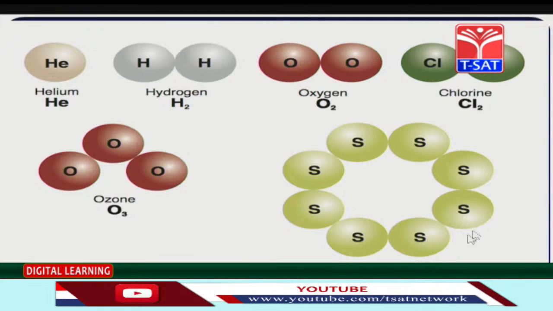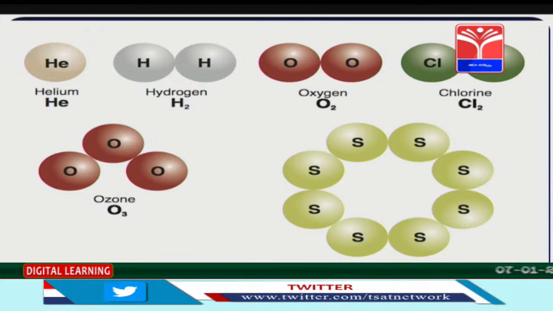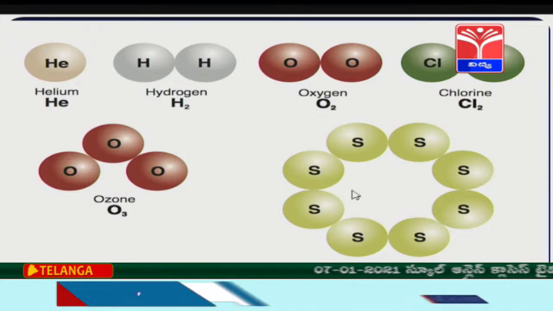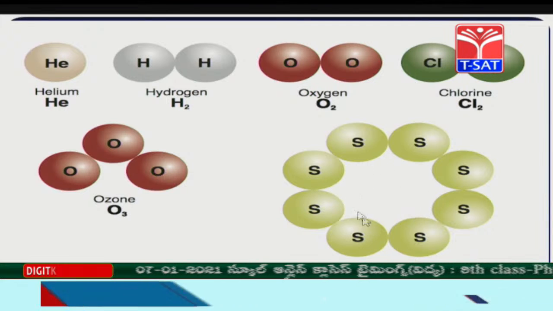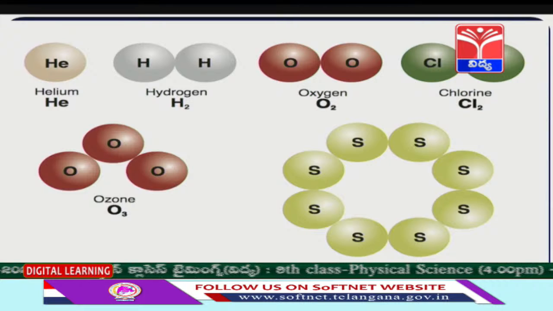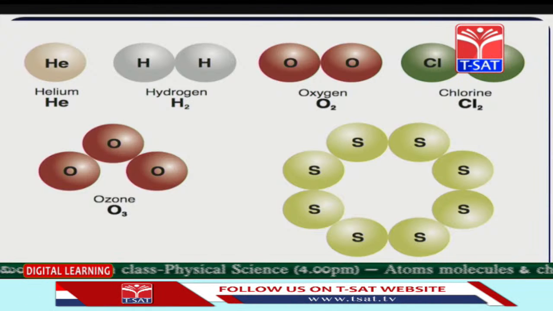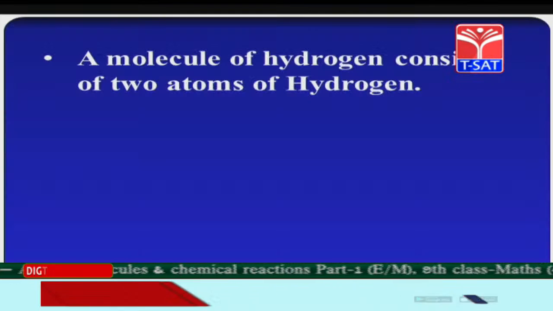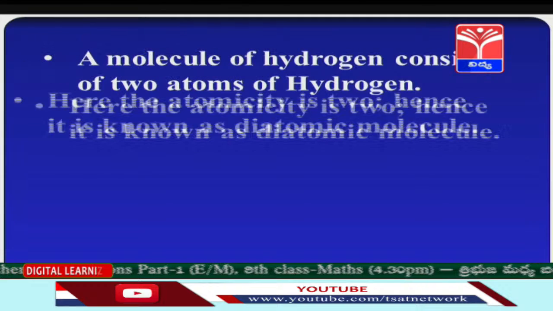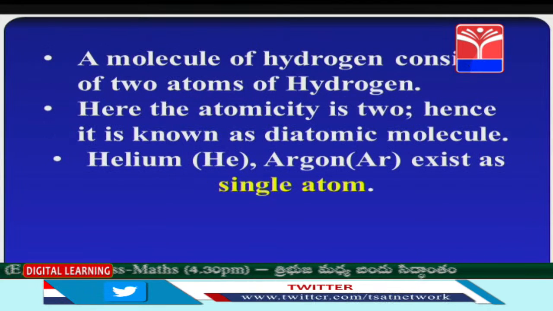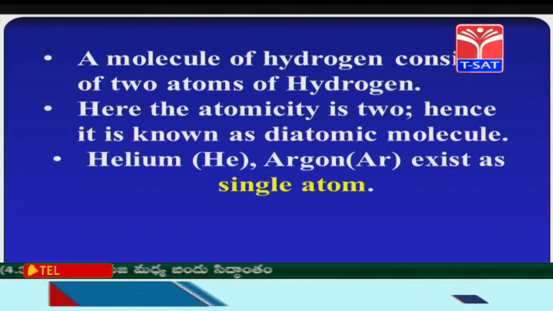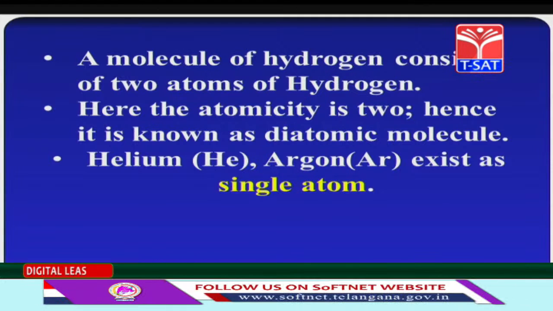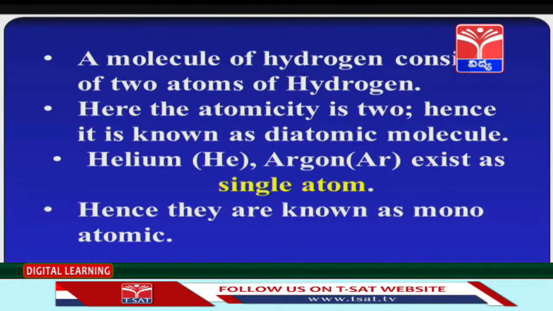O3, ozone. S8, as I was telling you, here 8 atoms of sulfur have combined to form an elemental form of sulfur. So, we write the chemical formula of sulfur as S8. Here the atomicity is 8. A molecule of hydrogen contains 2 atoms of hydrogen, so it is called a diatomic molecule. Whereas helium and argon, as I told you, exist as single atoms. So, such atoms are called monoatomic molecules.